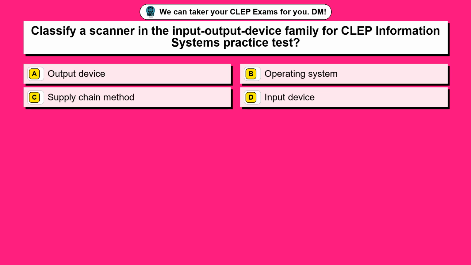Question 54. Classify a scanner in the input-output device family for CLEP Information Systems practice test. Option A, output device. Option B, operating system. Option C, supply chain method. Option D, input device. The correct answer is option D, input device.